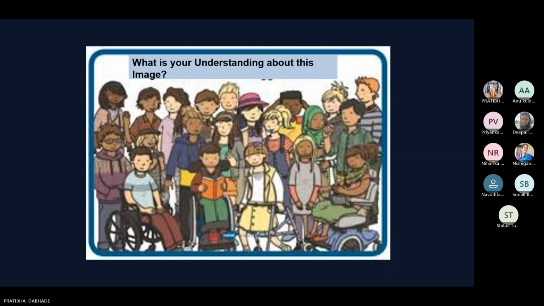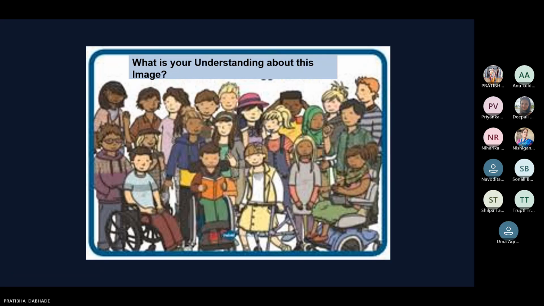That image, it is visible to you? Yes, ma'am. Now tell me, what is your understanding about this particular image? Look at it very carefully. And even saying that all these are the students and they are learning in the same class. Now, with this particular statement, tell me what is your understanding about this particular image?